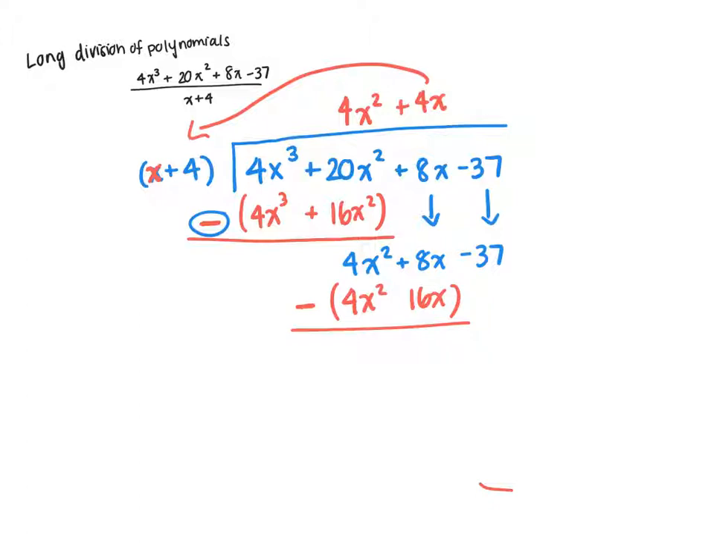And 8, this was a positive, 8x minus 16x is negative 8x. Okay, now we drop down our last term. And the process cycles through. So how many times does x times what equals negative 8x? Turns out negative 8 times x equals negative 8x. So we're going to add that up here.